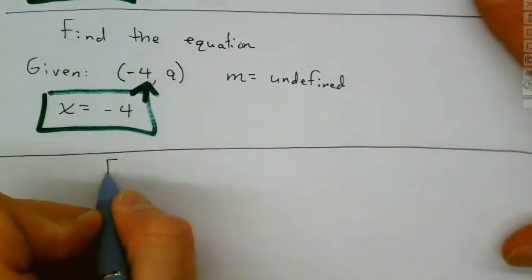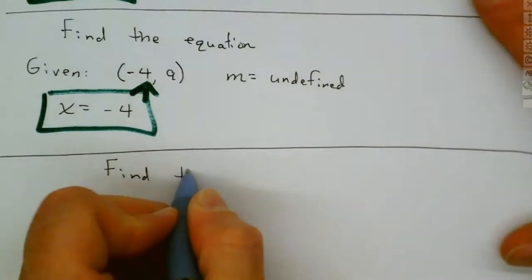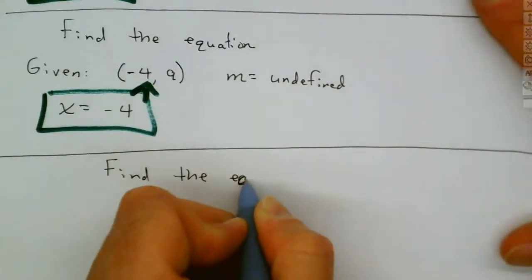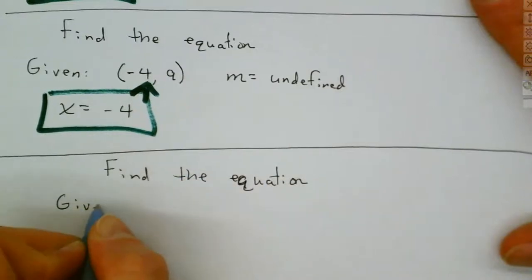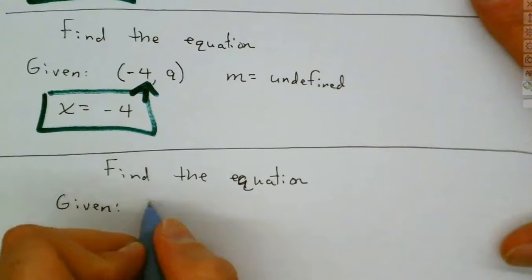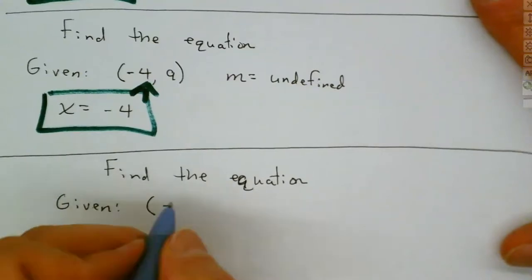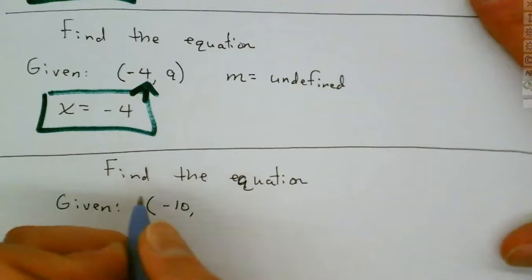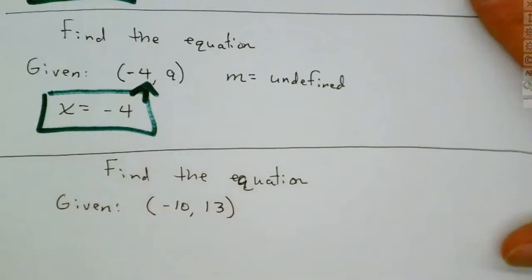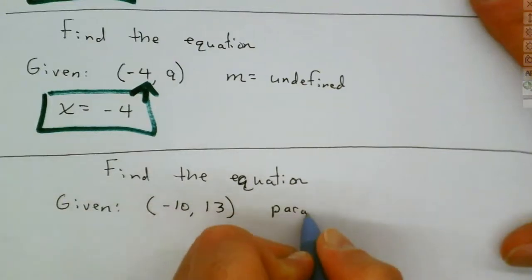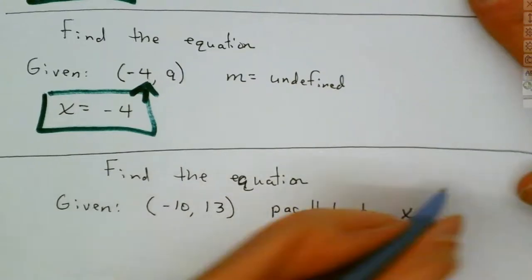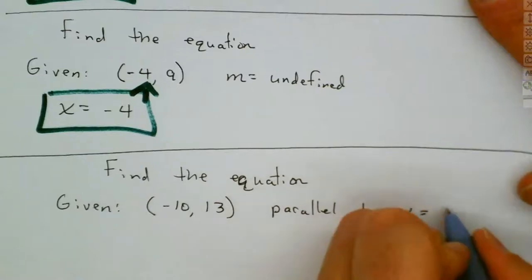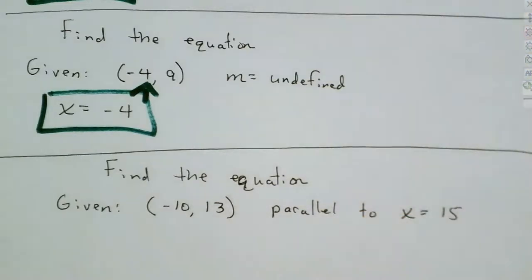So let's again find the equation. And you're going to be given a point. How about (-10, 13)? And I want it to be parallel to x equals 15.